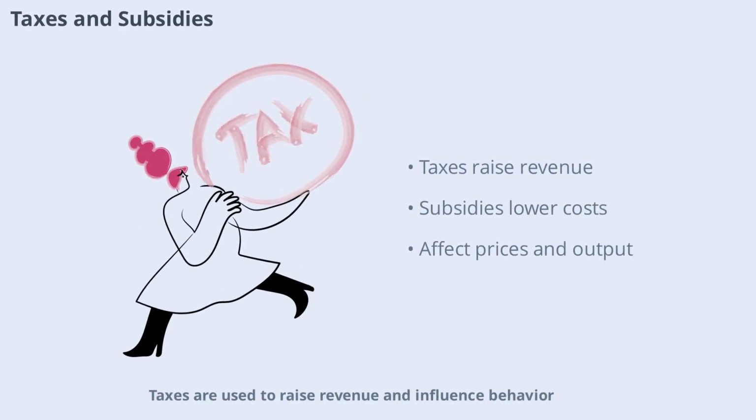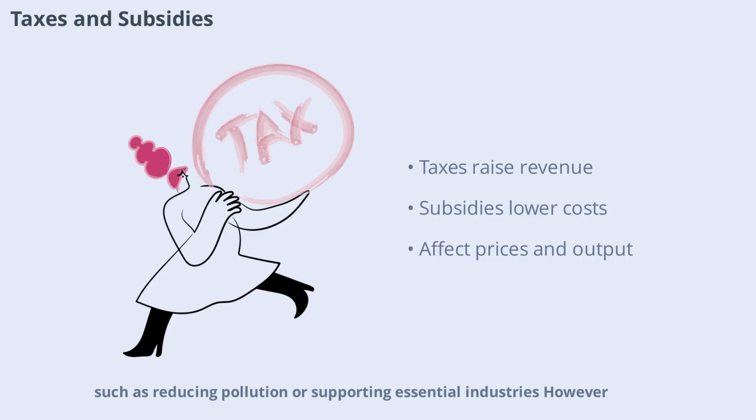Taxes are used to raise revenue and influence behavior, while subsidies encourage certain activities by lowering costs. Both tools can help correct market failures, such as reducing pollution or supporting essential industries. However, taxes and subsidies can also distort markets if not used carefully. Microeconomics analyzes the effects of these policies on prices, production, and welfare.